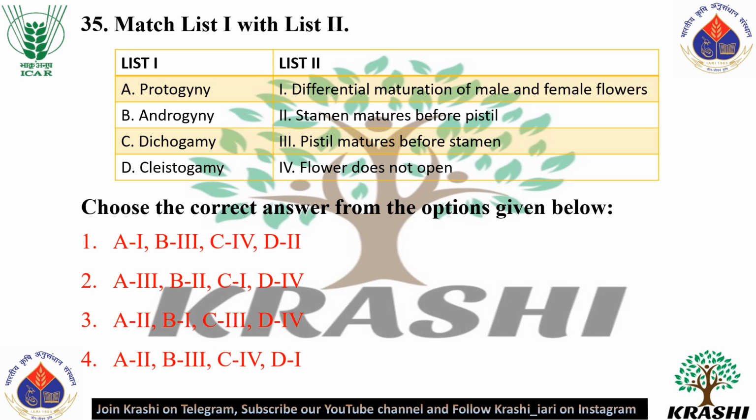Question number 35. Match the list 1 with list 2. Protogyny, it means when the pistil matures before the stamens. Androgyny is related when the stamen matures before pistils. Dichogamy, it occurs when the differential maturation of male and female flowers occurs. Cleistogamy is when the flower does not open. So the correct answers, they are A3, B2, C1 and D4. That is option number 2.